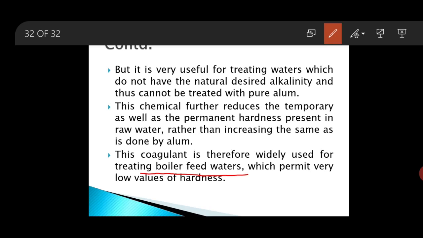So this is all about the different types of coagulant. In the next class we will discuss the dose of coagulant. Thank you.